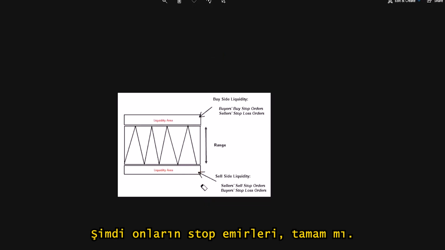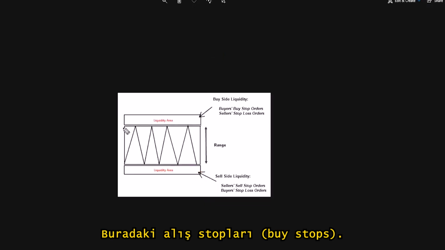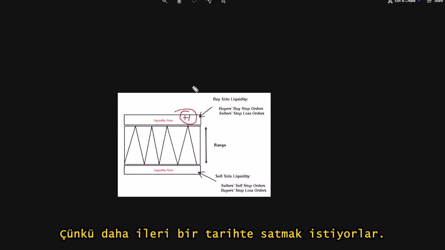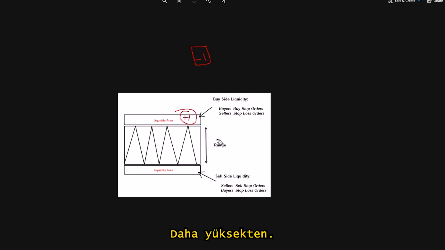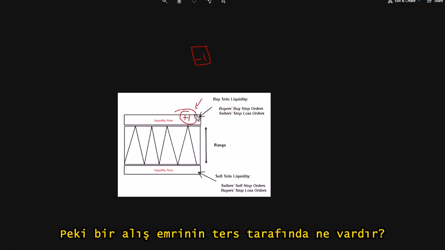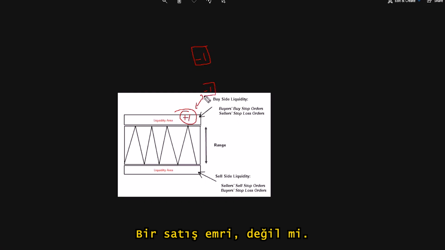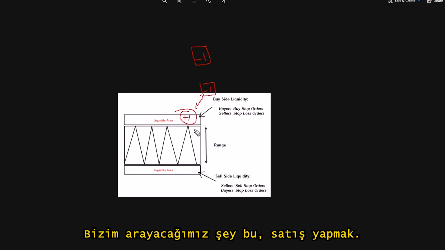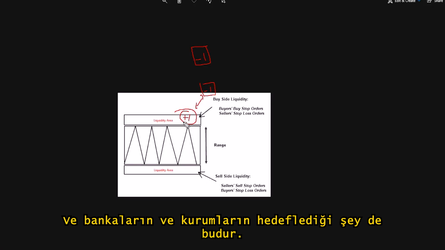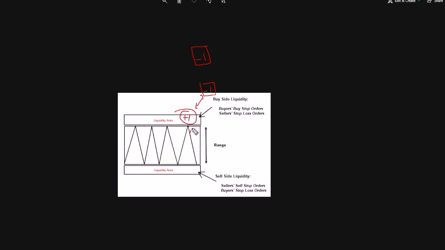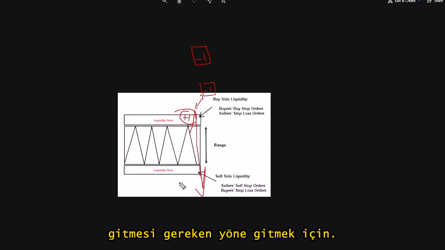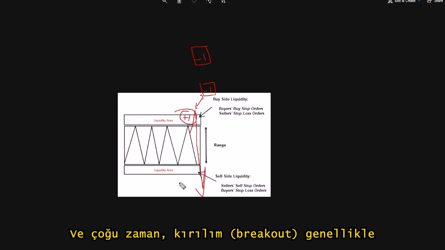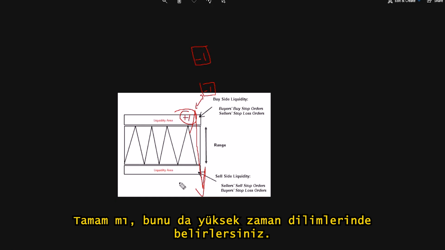Now, their stop orders, the buy stops above here, would be buying a contract because they want to sell at a later date higher. What's on the opposite side of a buy order? It's a sell order. This is what we're going to look for to sell at. And this is what banks and financial institutions aim for, this liquidity up here, to then go in the direction that it is meant to go. And most often than not, the breakout typically goes with the overall trend of the market, which you would identify on the higher time frames.